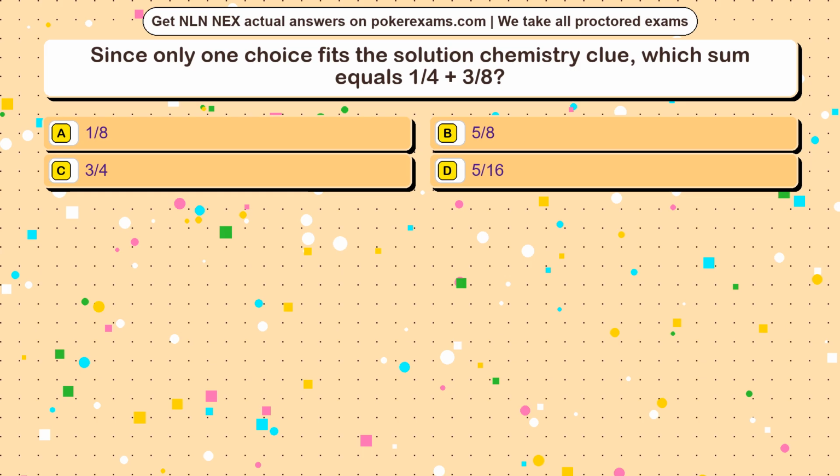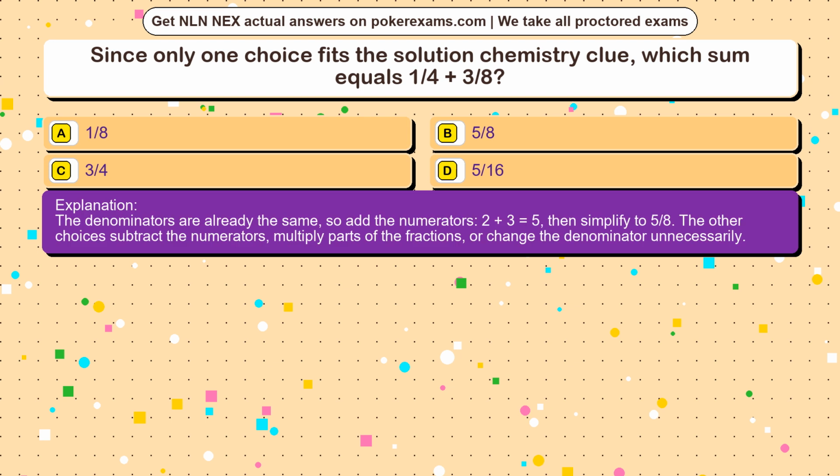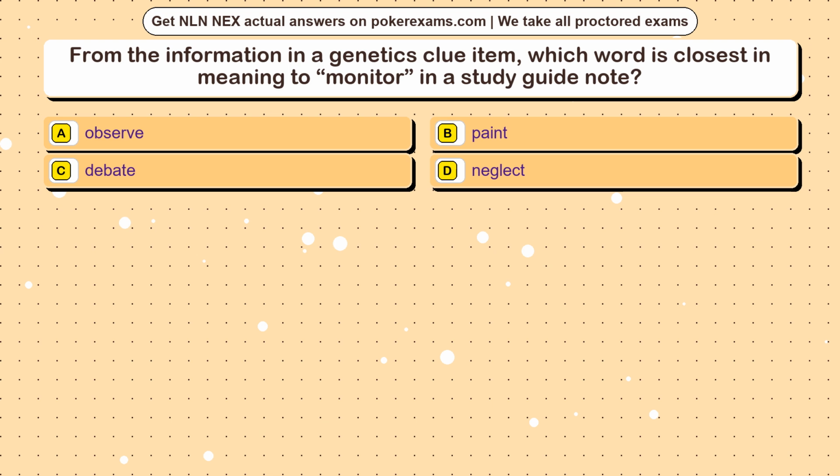The correct answer is option the denominators are already the same, so add the numerators, 2 plus 3 equals 5, then simplify to 5/8. The other choices subtract the numerators, multiply parts of the fractions, or change the denominator unnecessarily. Question 22. From the information in a genetics clue item, which word is closest in meaning to monitor in a study guide note? Option A, observe. Option B, paint. Option C, debate. Option D, neglect.